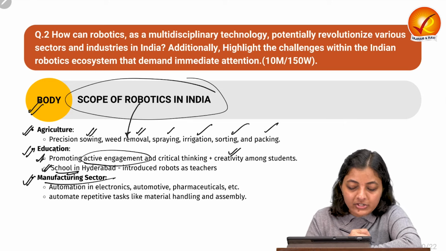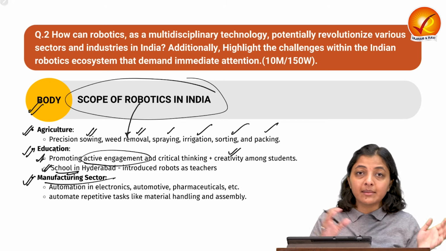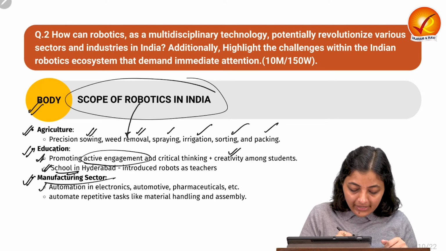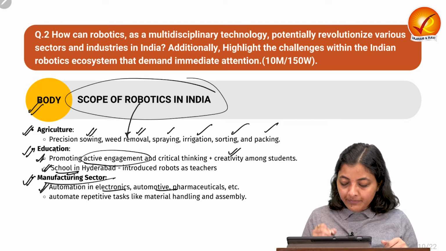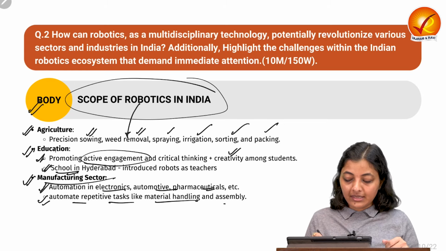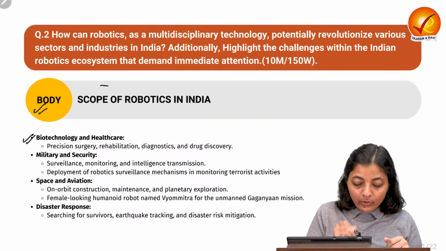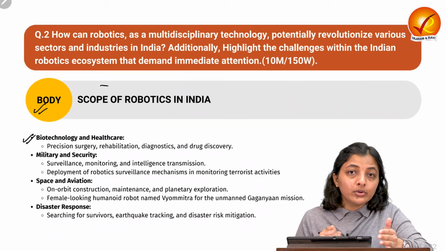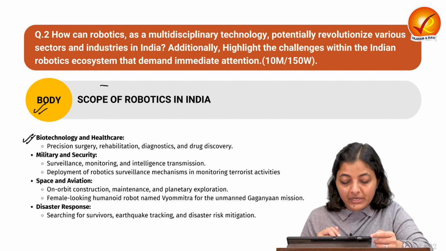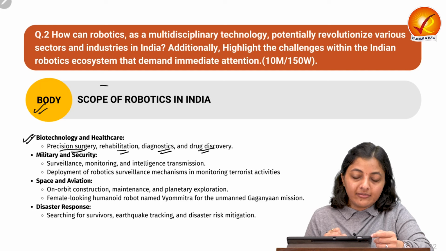Next is about the manufacturing sector. We can automate mundane activities like assembling, like packaging. We can automate it. That is robotics only. Like automation in electronics, automotive, pharmaceuticals, etc. We can automate repetitive tasks like material handling and assembly. Next is about biotechnology. We can use robots in surgery also, targeted drug delivery also, taking care of the patients, like precision surgery, rehabilitation, diagnostics and drug discoveries.